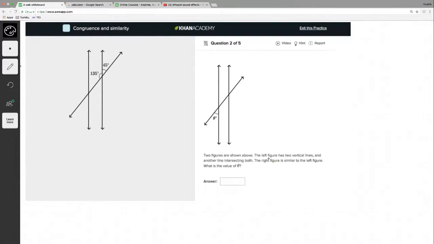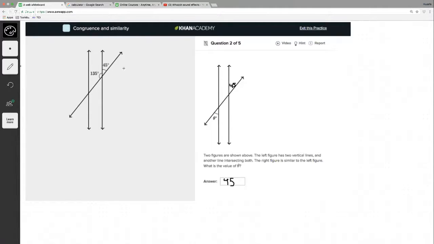It says two figures are shown above. The left figure has two vertical lines and another line intersecting both, meaning they're also parallel. The right figure is similar to the left figure. What is the value of theta? Similar basically means those angles are going to be the same. We're trying to find theta. Just off the bat, I'm going to say that theta is going to be 45 because those are alternate exterior angles. So if they're similar, that means this is 45.